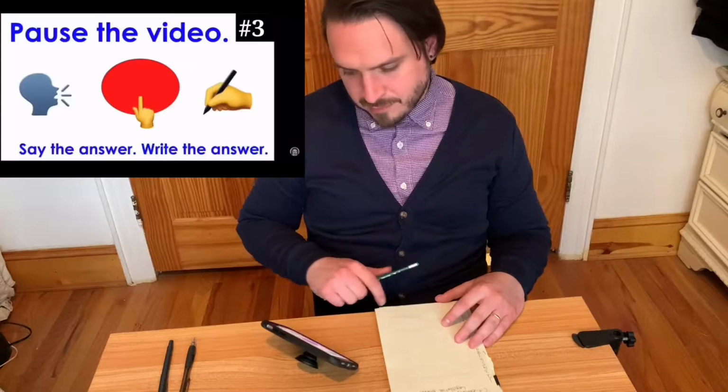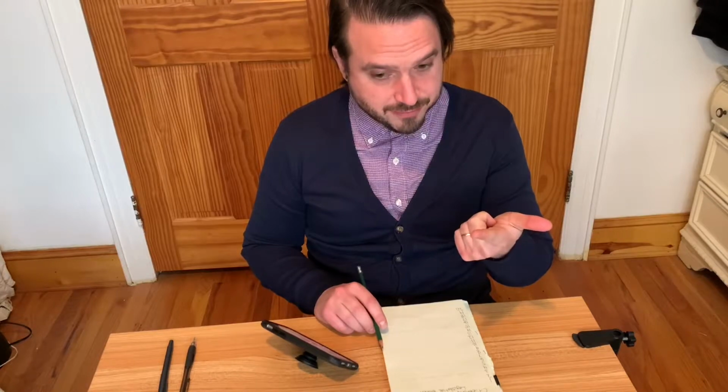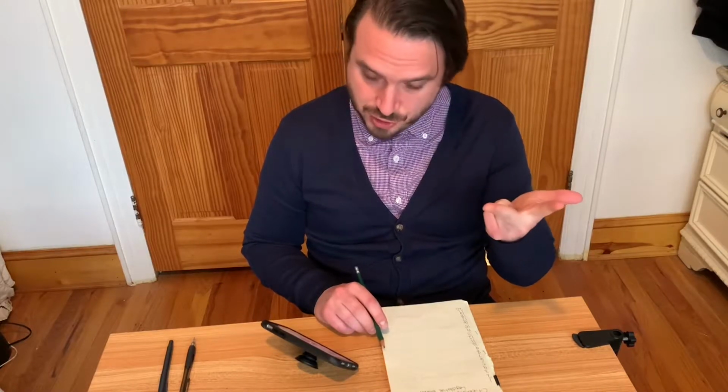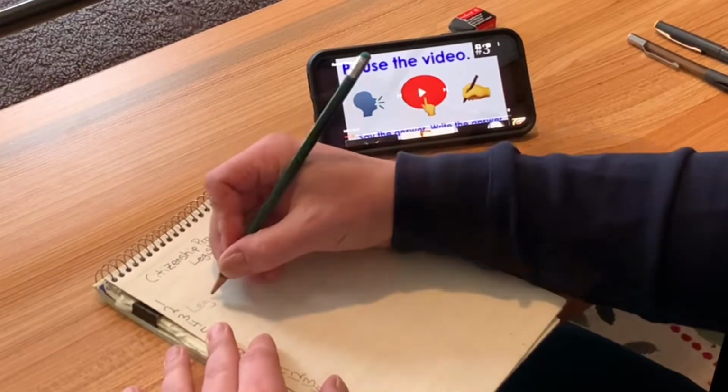Name the three branches of government. Three branches of government: legislative, executive, and judicial. On the real citizenship test, you don't need to write 20 answers, but this is good writing practice.